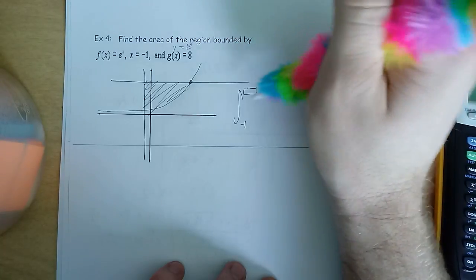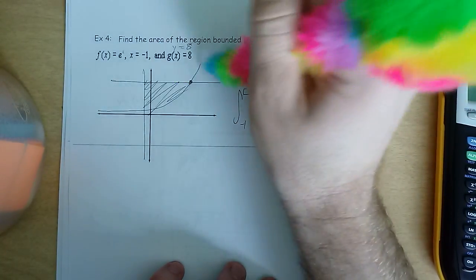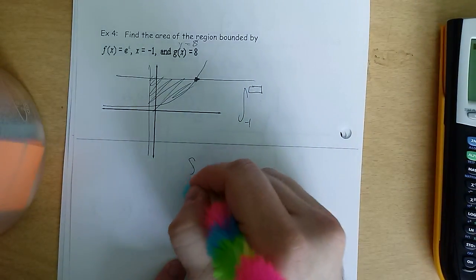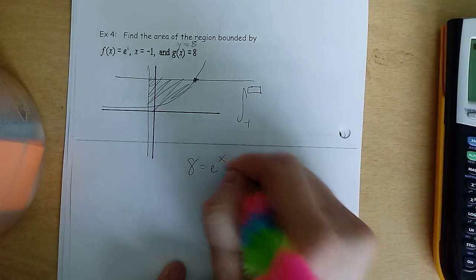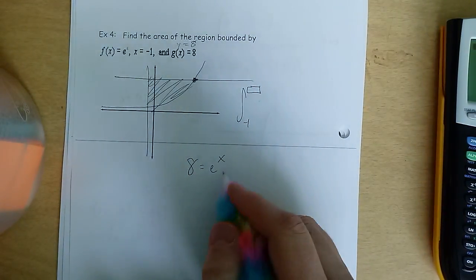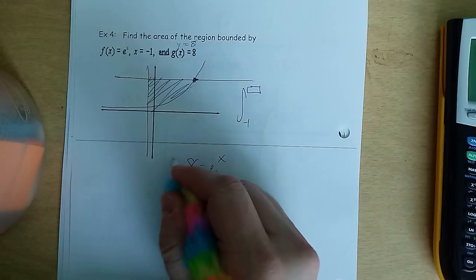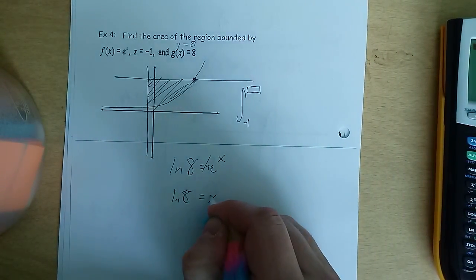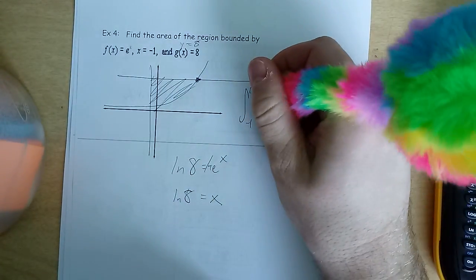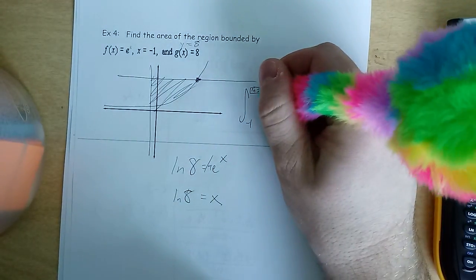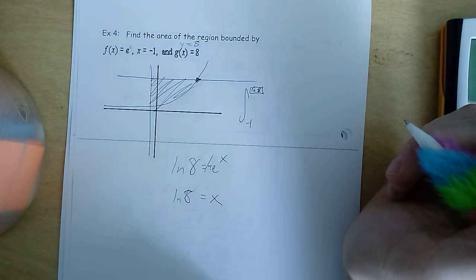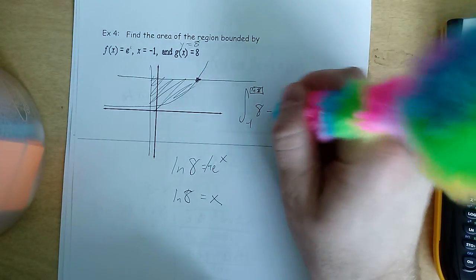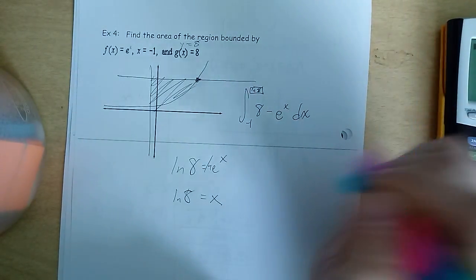So we know that it's going to go from negative 1 to whatever this is, but we're not sure what this is yet. And so what we're going to have to do is say 8 is equal to e to the x. And we're going to have to use log rules here. Since it's an e, we can ln both sides and get ln 8 is equal to x. And so we'll use ln 8. And then, let's see. The flat line is on top, so we'll do 8 minus e to the x dx.